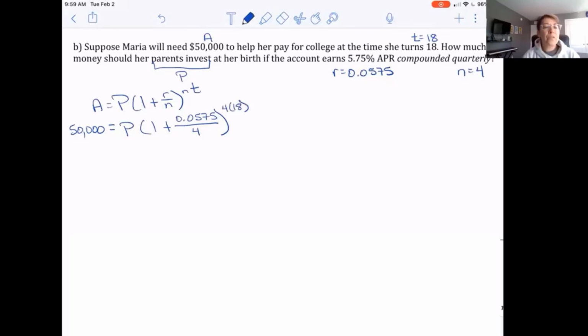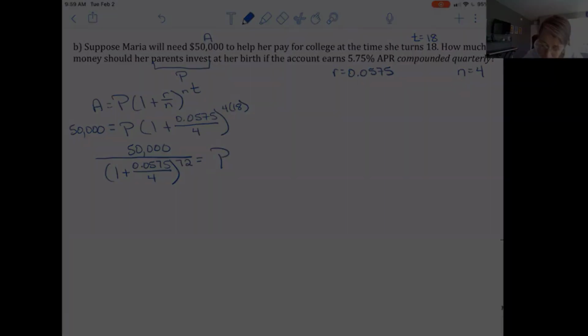If we're solving for P, once again, we don't want to put things in our calculator and have to round more than once. So we're going to divide everything that's being multiplied by P. So we'll get 50,000 divided by 1 plus 0.0575 divided by 4 to the power of 72. That's the 4 times 18.